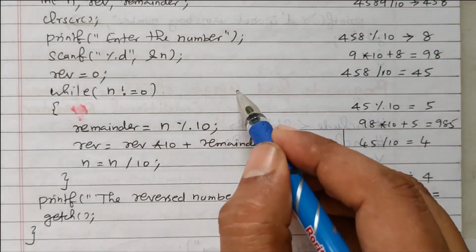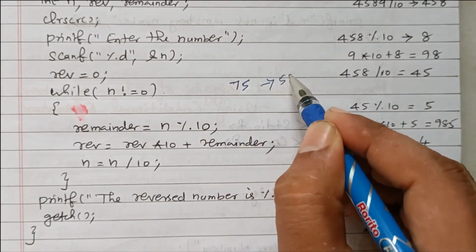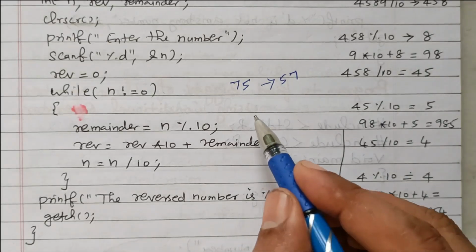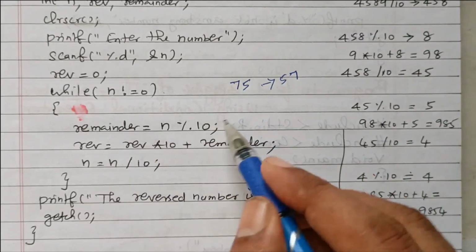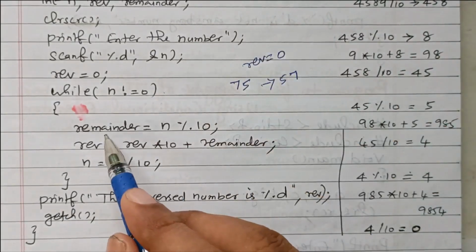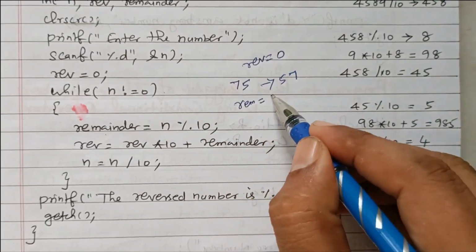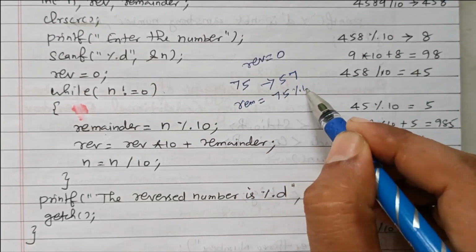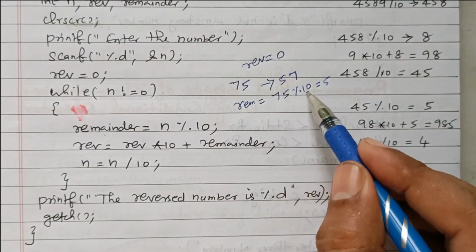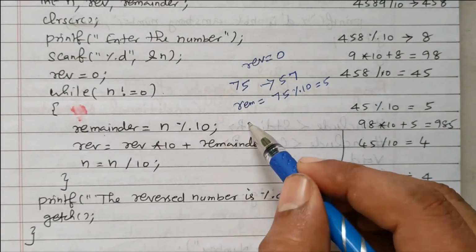Now we'll take one simple example. We'll take 75 and convert it into 57, a two-digit value. What is the reverse? Initially, reverse is 0. First, we find the remainder. Remainder equal to n percentage 10. N is 75 percentage 10, what is the value? It will give 5. 75 percentage 10 means it goes 7 times, and the remainder is 5.